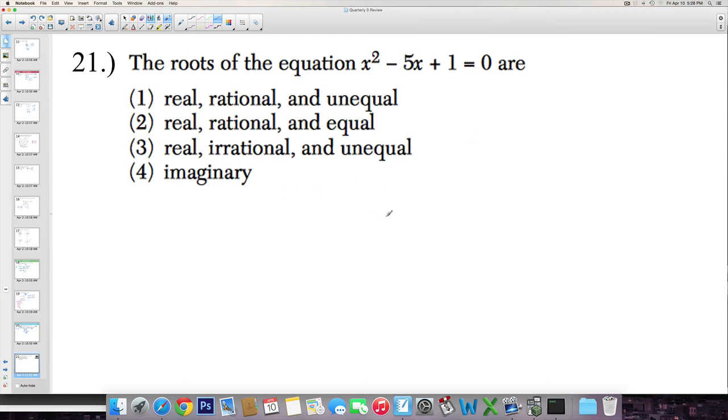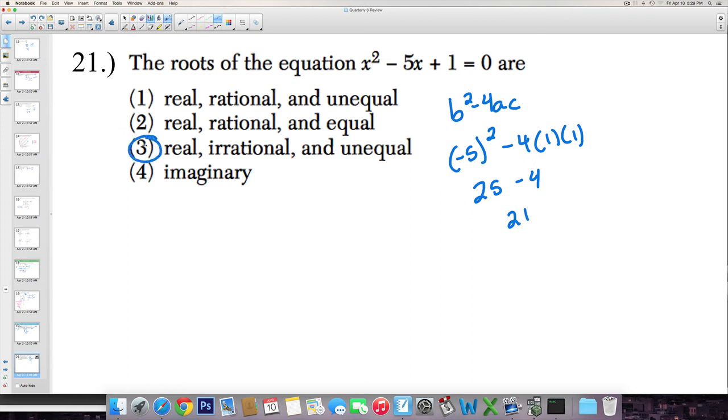Okay, let's just do one more. So once again, b squared minus 4ac: negative 5 squared minus 4 times 1 times 1. 25 minus 4 is 21. Once again, that's a positive non-perfect square, so real, irrational, unequal.